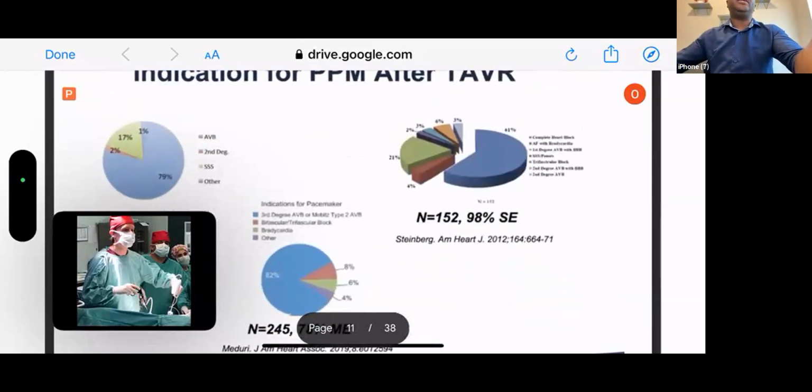The majority of indications for permanent pacemaker after TAVR are due to high degree or complete heart block. That's where we usually put the majority of pacemakers, almost up to 80% in some studies, followed by sick sinus syndrome and second degree AV block, second degree type 2 AV block.